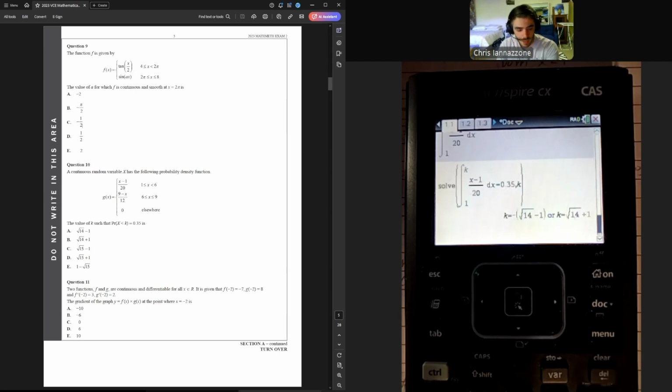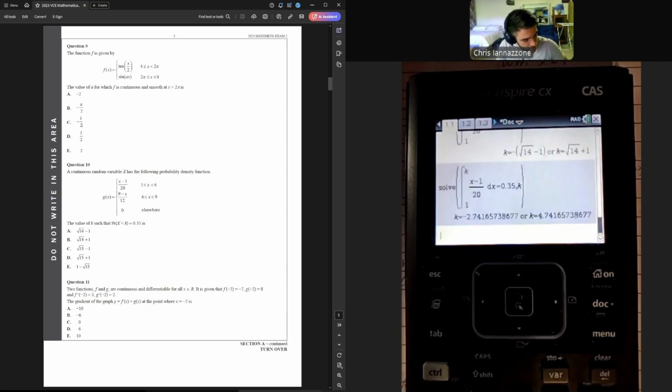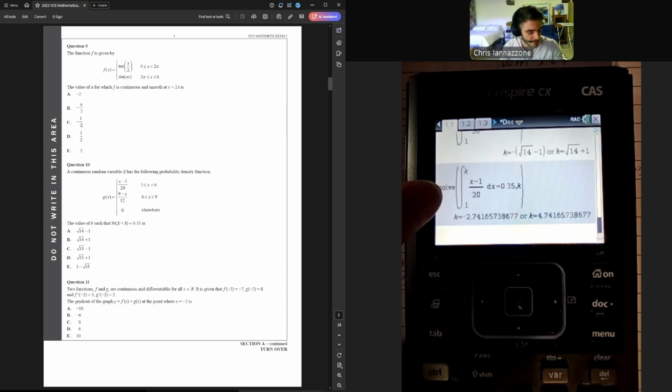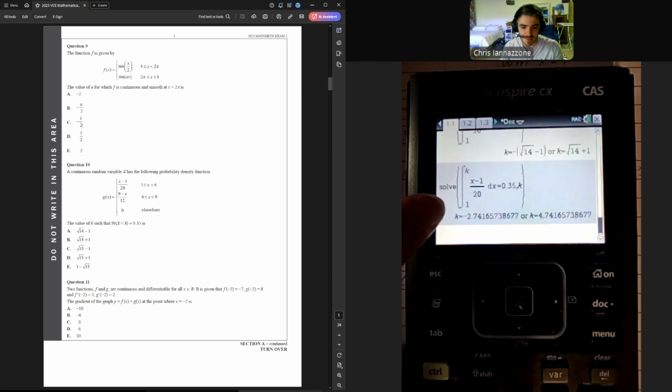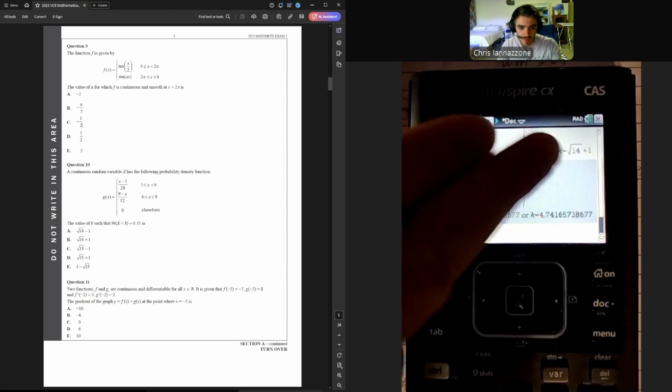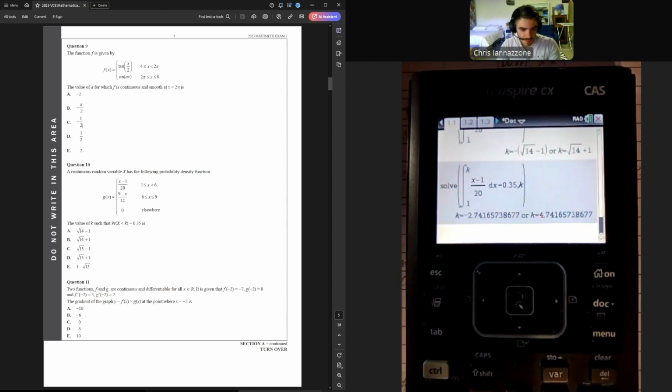Now, are both of those valid? Well, if you control enter here, you've got k equals negative and k equals a positive. If you're looking at how that would work, k could not be a negative and still be an upper bound at the same time, right? If 1 is the lower bound, then k has to be at least greater than 1 for our solution to make sense. So we can ignore that first square root term and just look at the second one there, which is square root of 14 plus 1, which is answer B.